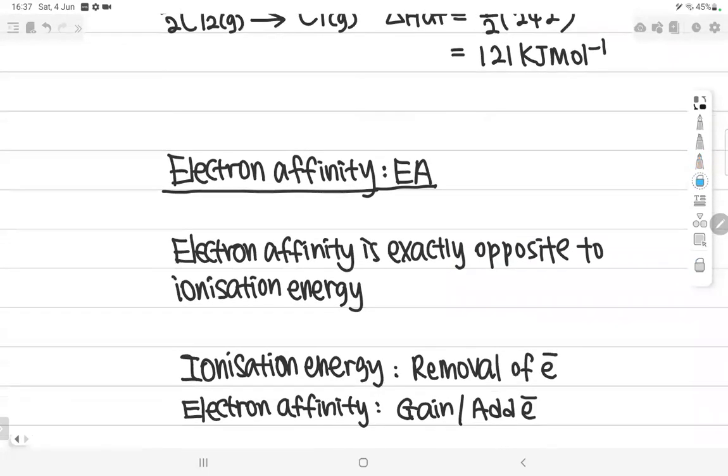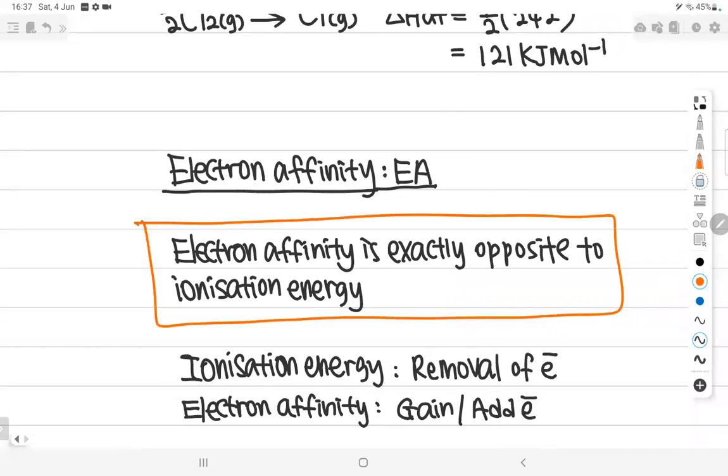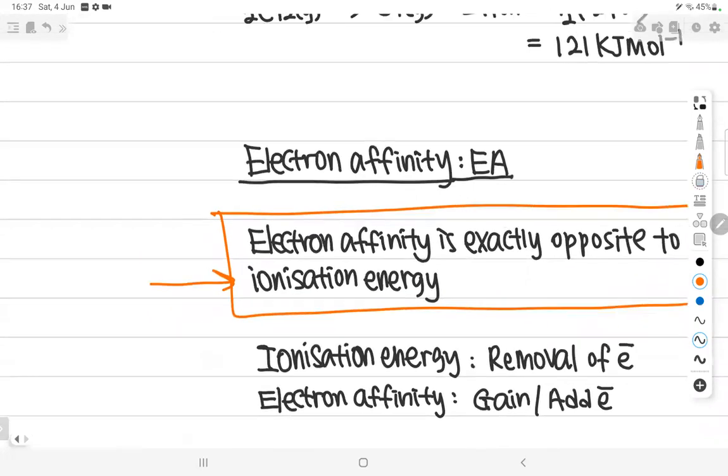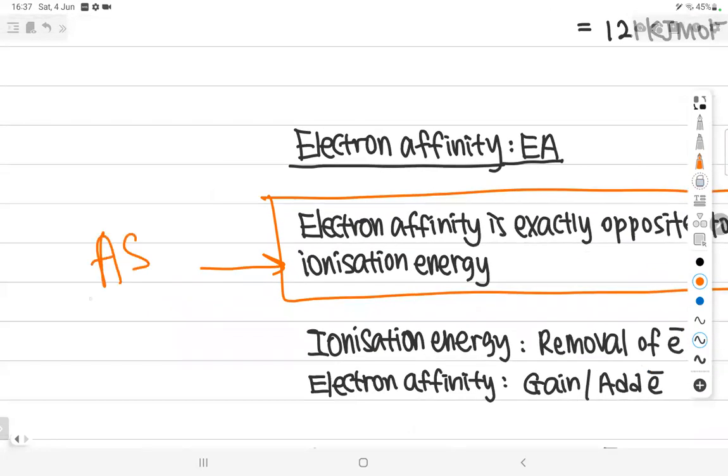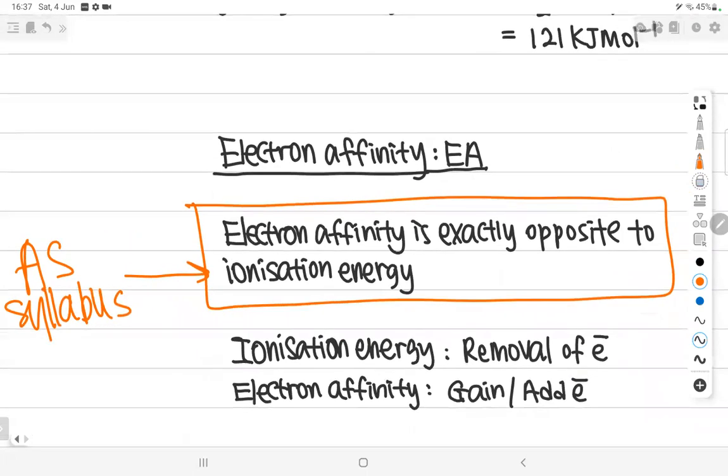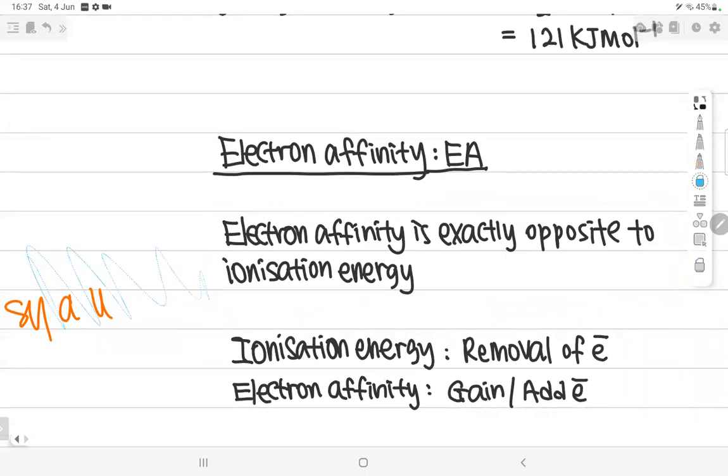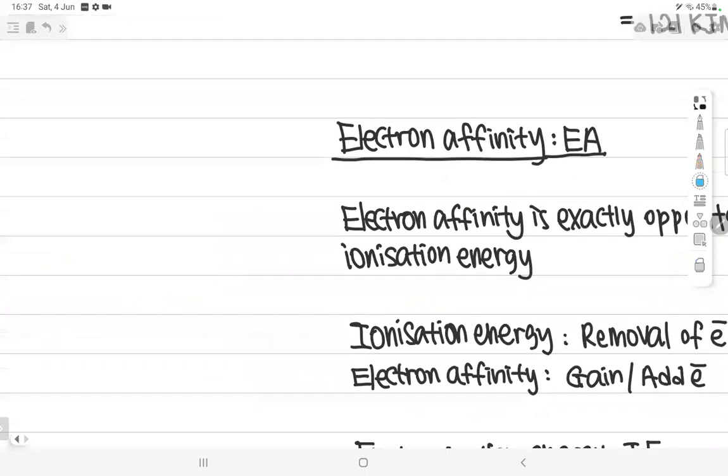So you all must know electron affinity is exactly opposite to ionization energy. So you learn about ionization energy back in your AS syllabus. In AS syllabus, you learn about ionization energy. So now in A2, you will learn about electron affinity. So let me write it out like this.